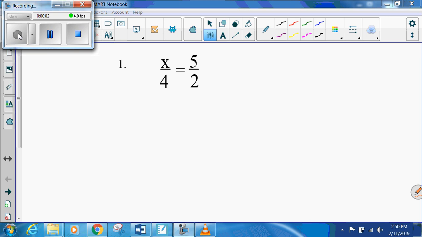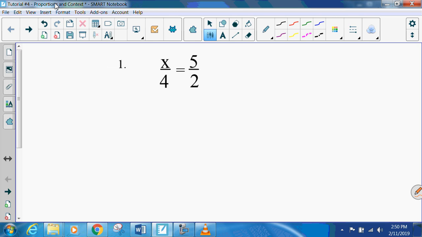Okay, this is solving equations tutorial number 4. We're going to be looking at proportions like this problem. And when we have a proportion, we're going to cross multiply and divide just like we did in middle school.